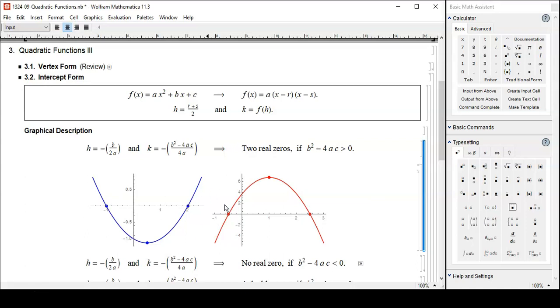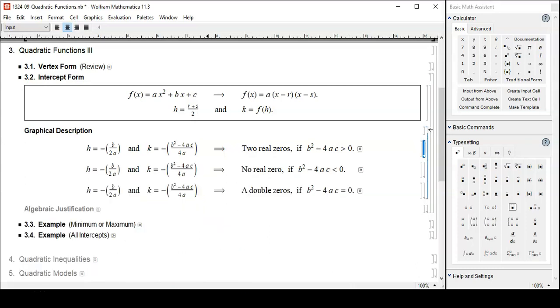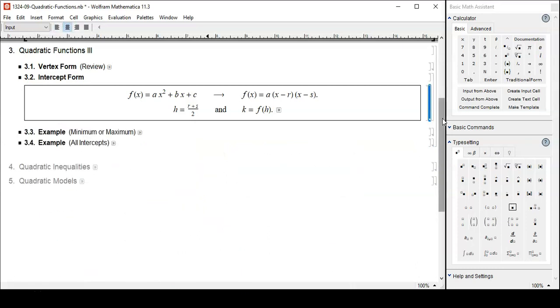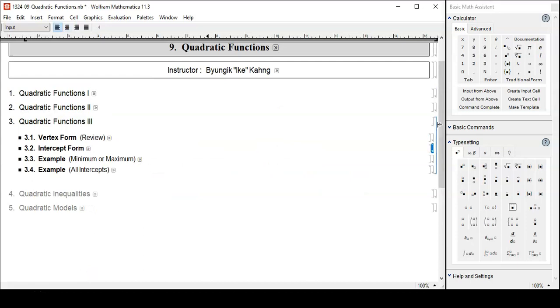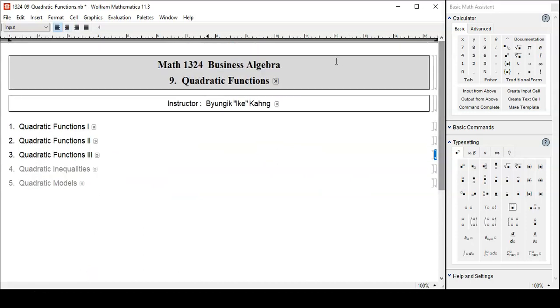But by the way, in these pictures, you can clearly see by the symmetry that the h value, the x-coordinate of the vertex, is right in the middle of those two x-intercepts, r plus s over 2. You can clearly see the behavior in these pictures. Okay, so much for some theory. And that'll complete the quadratic functions.